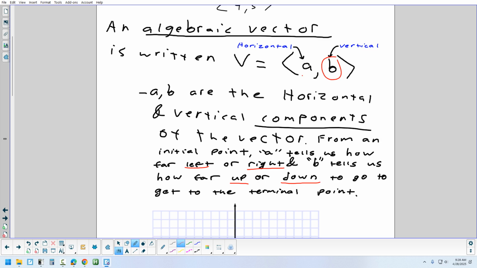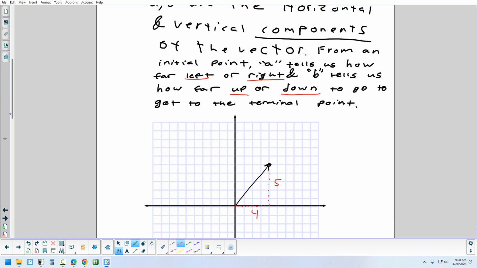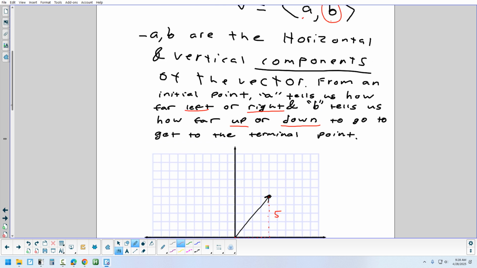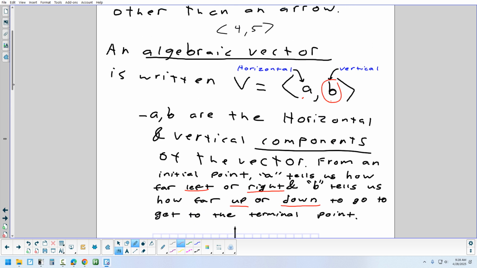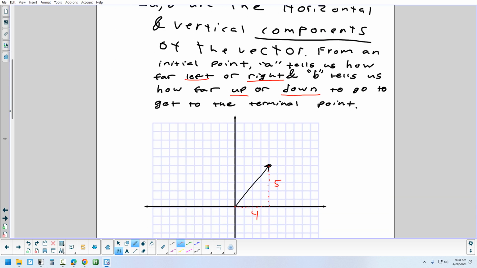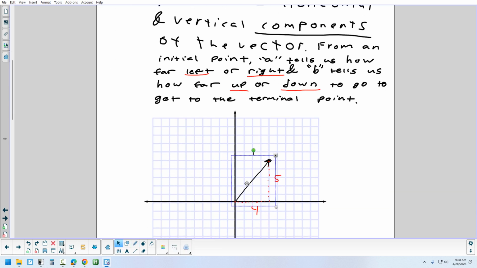If a is positive, you go right. If it's negative, you go left. Just like you're graphing a coordinate. If b is positive, you go up. If b is negative, you go down. Now, what I just drew there, the vector, that arrow that you see, that's the vector 4, 5. But I could also take that and I could put it over there. That's also the vector 4, 5.